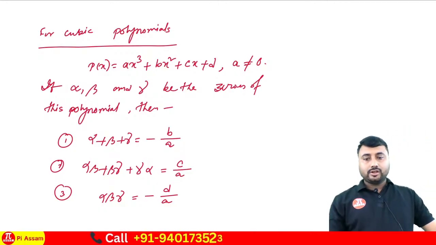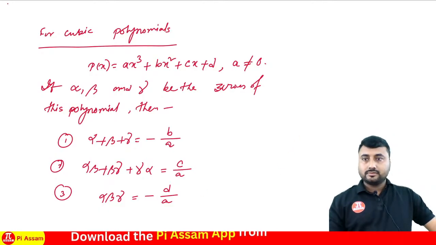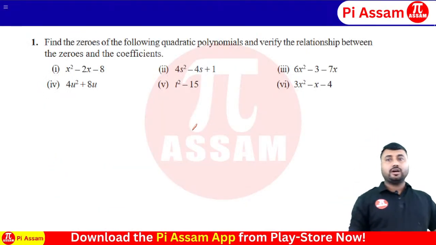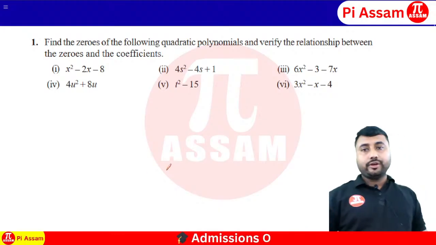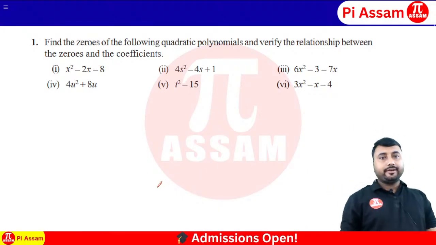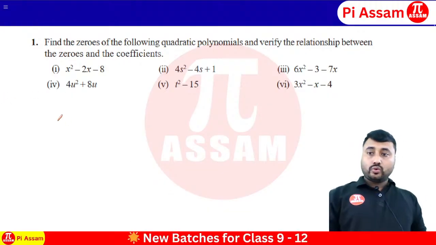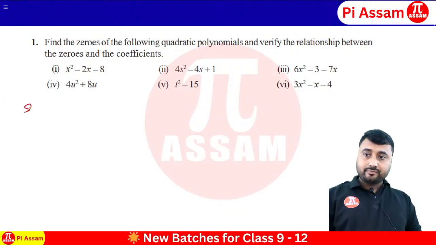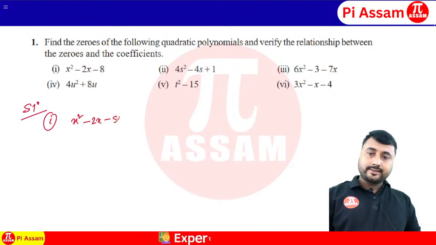Okay, now we are going to the exercise 2.2, question number 1. Find the zeros of the following quadratic polynomials and verify the relationship between the zeros and coefficients. So question 1, x squared minus 2x minus 8.